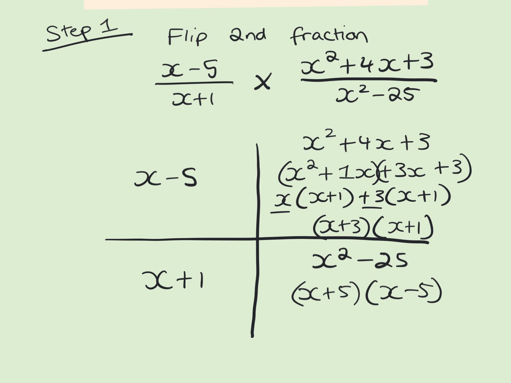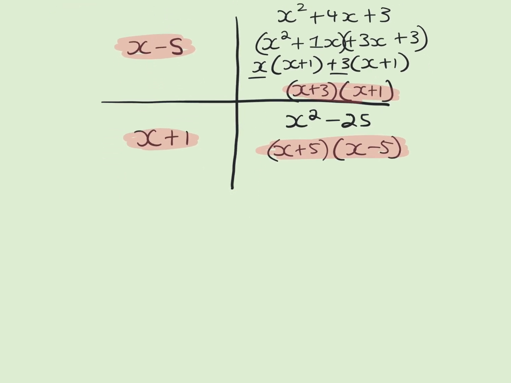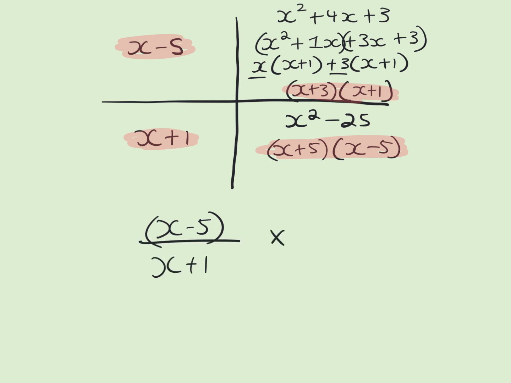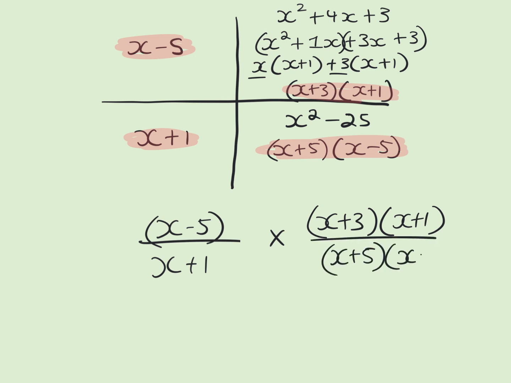So I'm now going to take these and rewrite my fractions. And again, we're focusing on multiplying here. We've already changed it from division. So writing those out then, I'm going to have x minus 5 all over x plus 1, times x plus 3, x plus 1, again all over x plus 5, x minus 5.